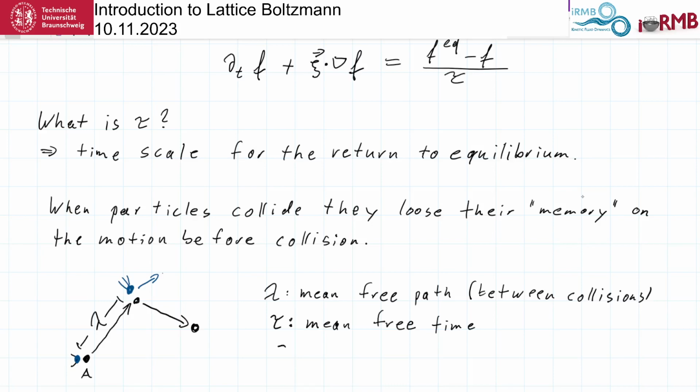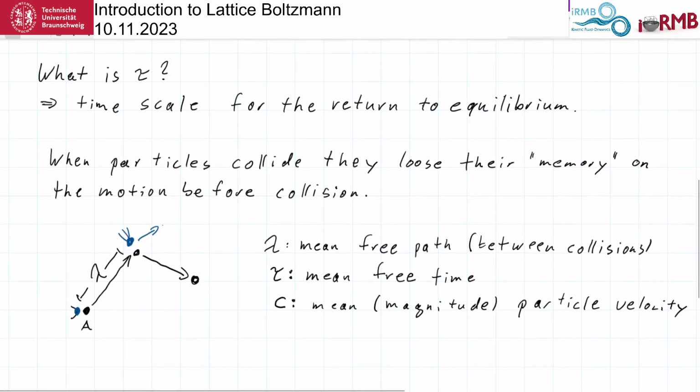And then we have a speed c, which is the mean. Okay, a speed is a vector, right? So this is a mean, so it's the magnitude of this vector, because it can go in any direction. The mean particle velocity. The particle velocity is distinctly different from the velocity of the fluid, of course, as we already discussed.